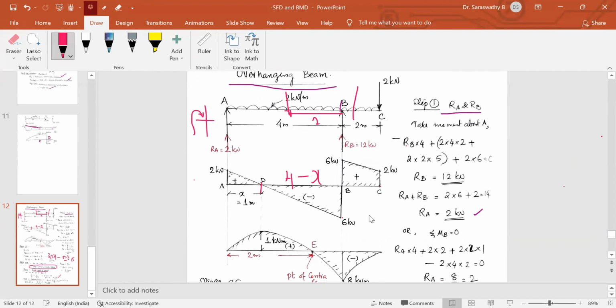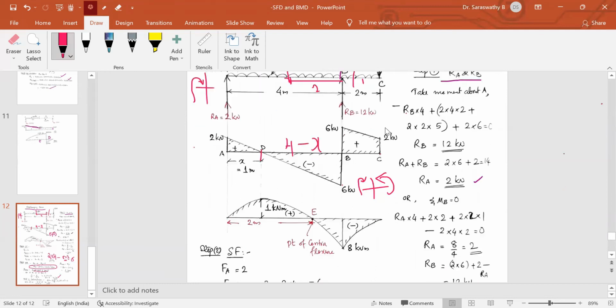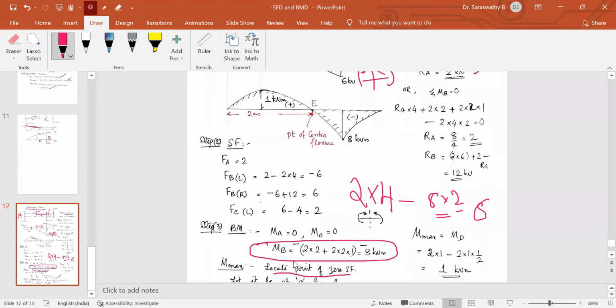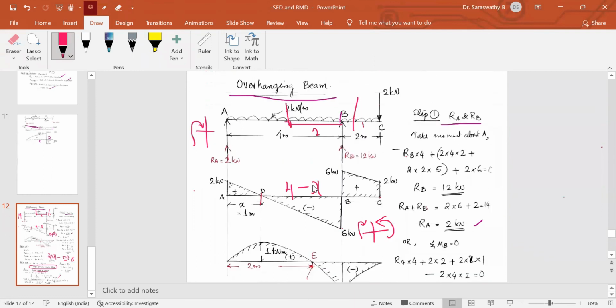Right of section, you have the sign convention: left of section clockwise positive, right of section anti-clockwise positive. So this 2 into 2, that is clockwise, so it is minus. And this UDL 2 into 2 acting at 1 also produces a clockwise moment. So considering the right of section, I have written minus 2 into 2 plus 2 into 2 into 1, it is also minus 8. So you can do it either way.